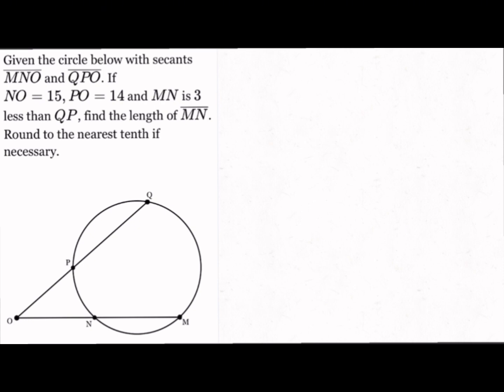Okay. Given the circle below, secants MNO and QPO, if NO equals 15 and PO equals 14, and MN is 3 less than QP, find the length of MN. Round to the nearest tenth if necessary. This one shouldn't be that hard. It's just figuring out what MN would be.